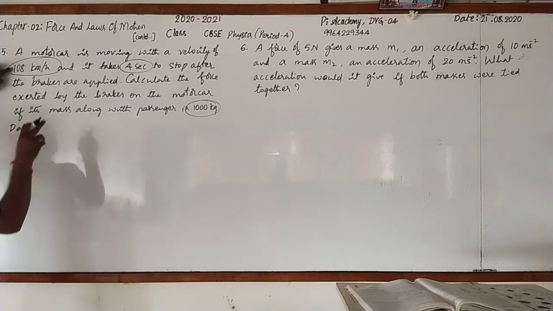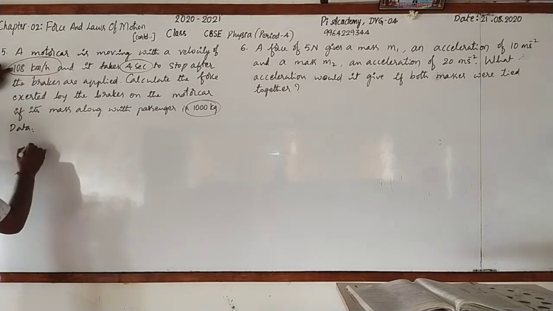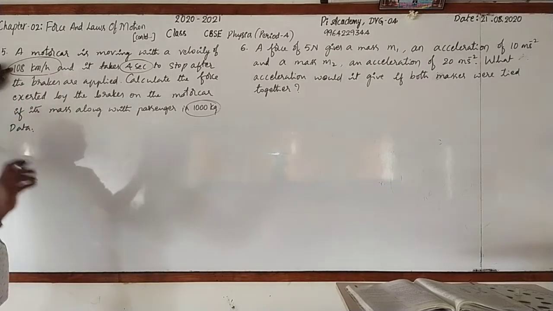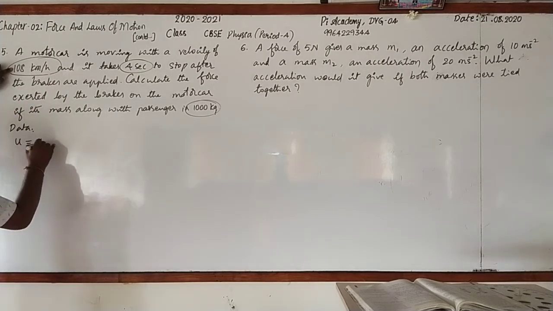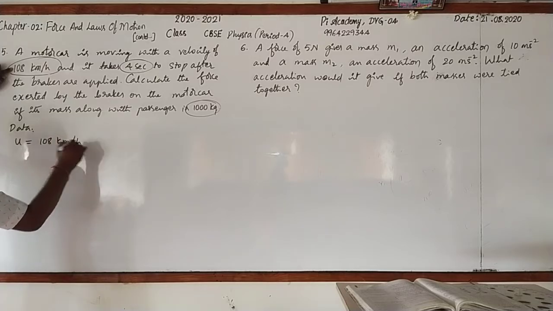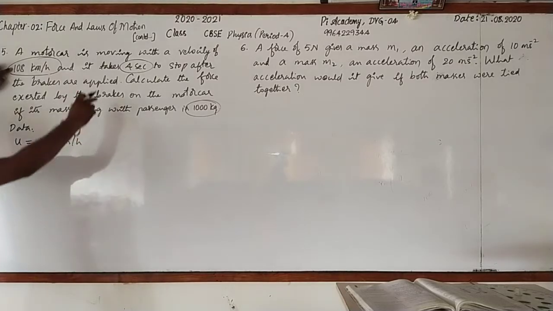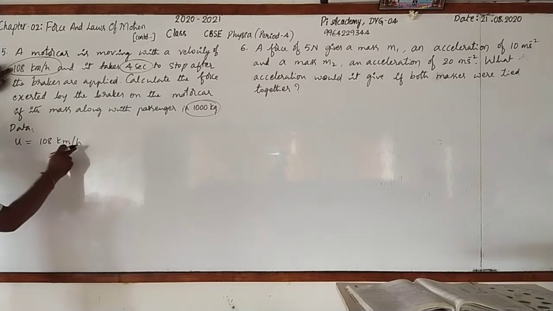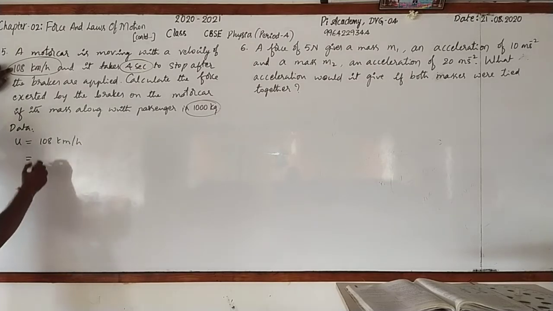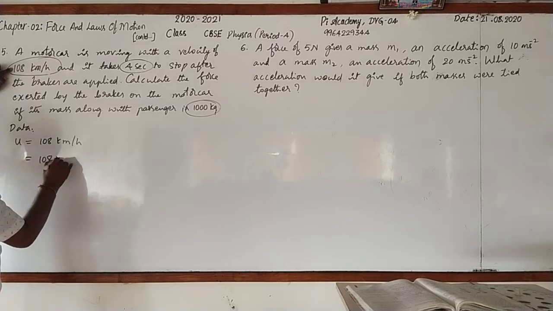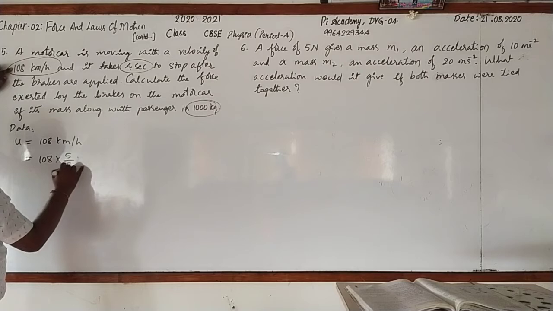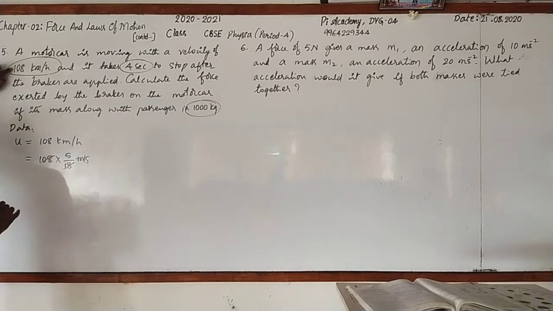Here the motor car is moving with 108 km per hour. What does it indicate? It is the initial velocity, u is equal to 108 km per hour. Next, here time is given in seconds, but here velocity is in km per hour. So let us convert this into meter per second. 108 into 5 by 18 meter per second. 18 sixes are 108, right? Now 6 fives are 30 meter per second.